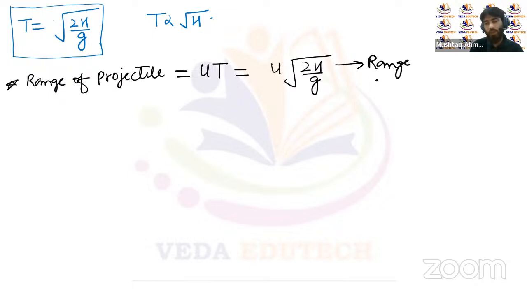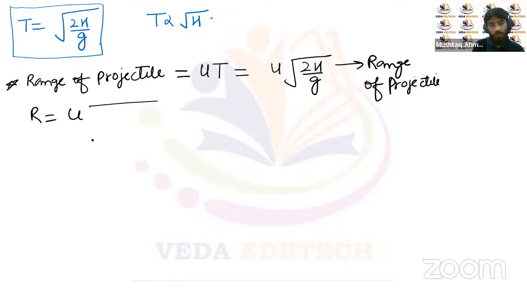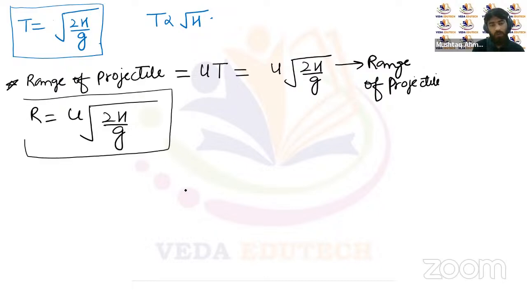So R is going to be equal to horizontal speed and the time it has been traveling till it strikes back on the ground. That's our range of a projectile. So we calculated the time of flight, and we calculated the range of this projectile.